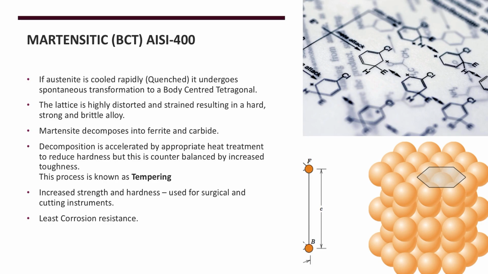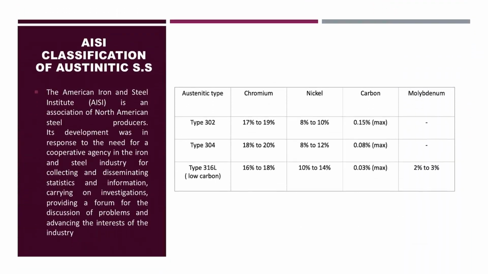Martensitic stainless steel, which has a body-centered tetragonal structure with an AISI classification of 400. If austenite is cooled rapidly, that is quenched, it undergoes spontaneous transformation to a body-centered tetragonal. The lattice is highly distorted and strained, resulting in a hard, strong and brittle alloy. Martensite decomposes into ferrite and carbide. Decomposition is accelerated by appropriate heat treatment to reduce hardness, but this is counterbalanced by increased toughness. This process is known as tempering. Increased strength and hardness and hence used for surgical and cutting instruments. It has the least corrosion resistance.